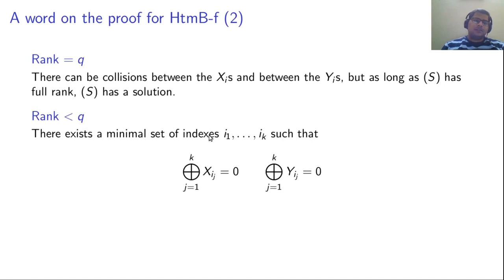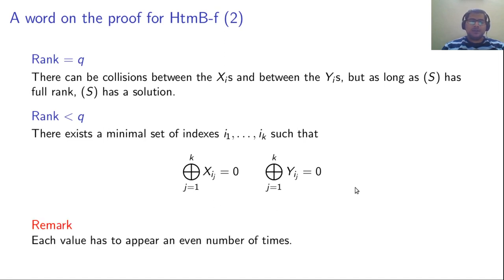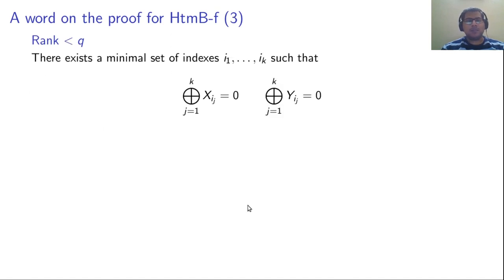And when rank is less than Q, we know that there exists a minimal set of indices i1 to ik such that the sum of xij is equal to 0 and the sum of yij is equal to 0. And what this actually shows is that all these xij values and yij values appear an even number of times.